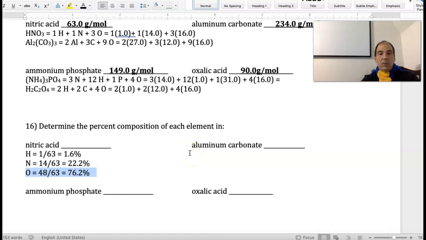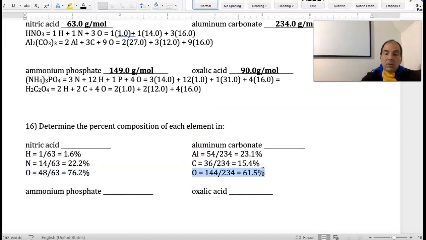So, aluminum carbonate, we're going to start with aluminum. There were 2 of those, so that was 54 grams out of the 234. And that's 23.1%. Carbon, there's 3 times 12, or 36 out of that 234. That's 15.4%. And I'm just going to go out and do the whole thing. So the oxygen, 9 times 16 is 144. So the oxygen is 144 out of 234, or 61.5%. Okay, so that is the percent composition.